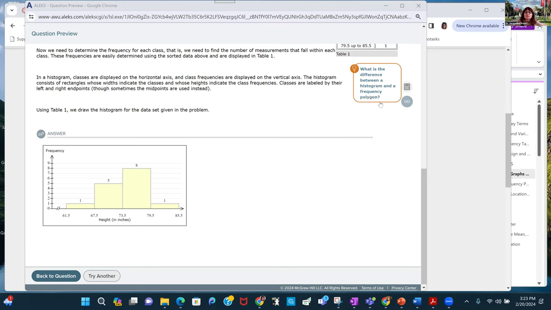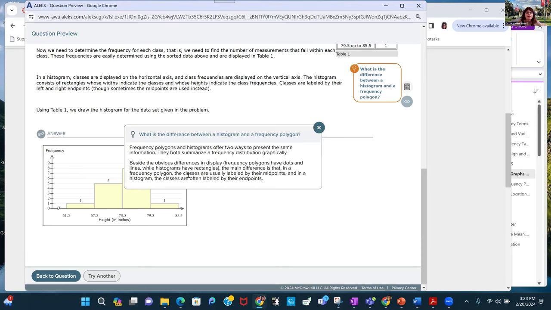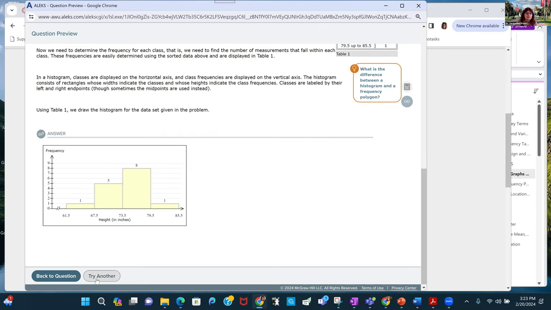And we are going to also be looking at frequency polygons coming up. They're both ways of summarizing a frequency distribution graphically. And we're going to see that a frequency polygon has dots and line segments instead of rectangles. So we'll be looking at that.